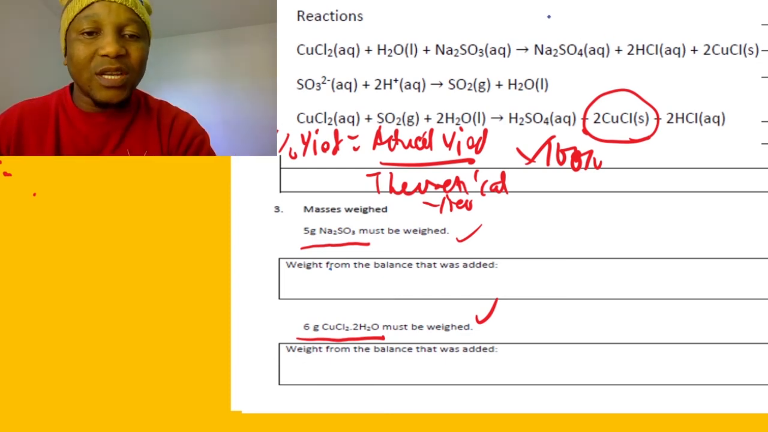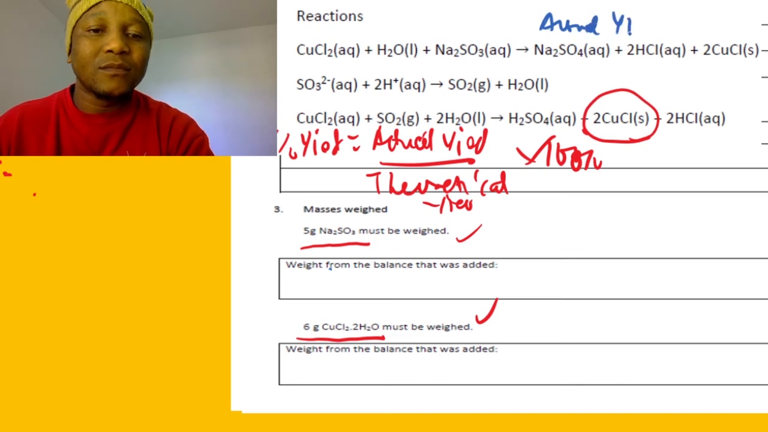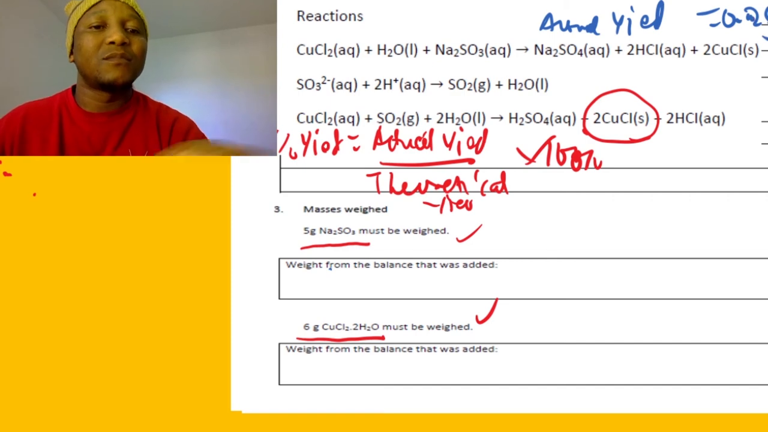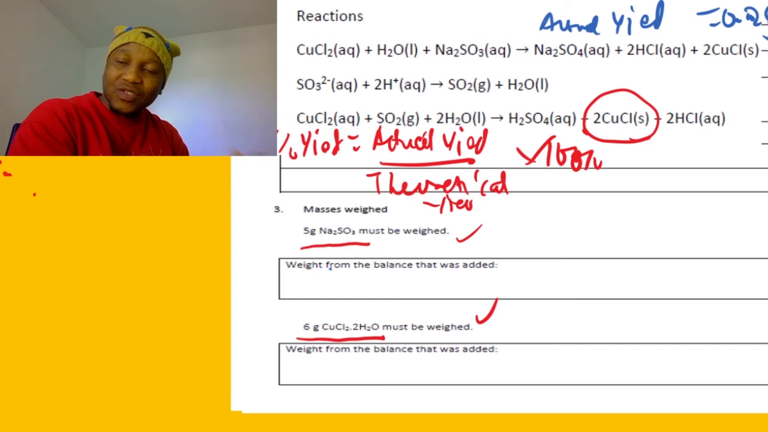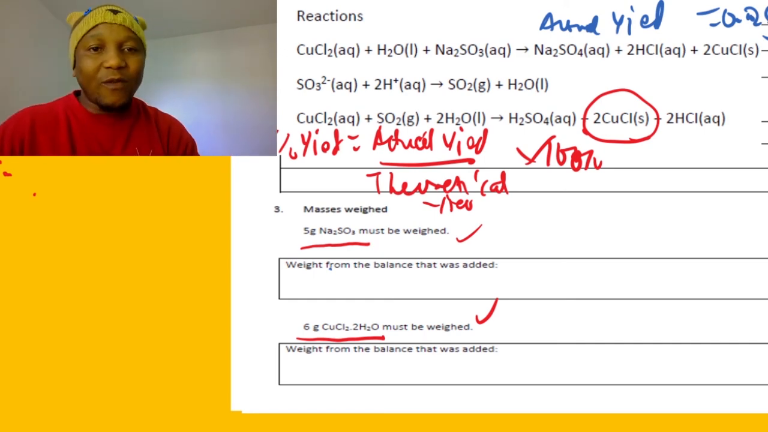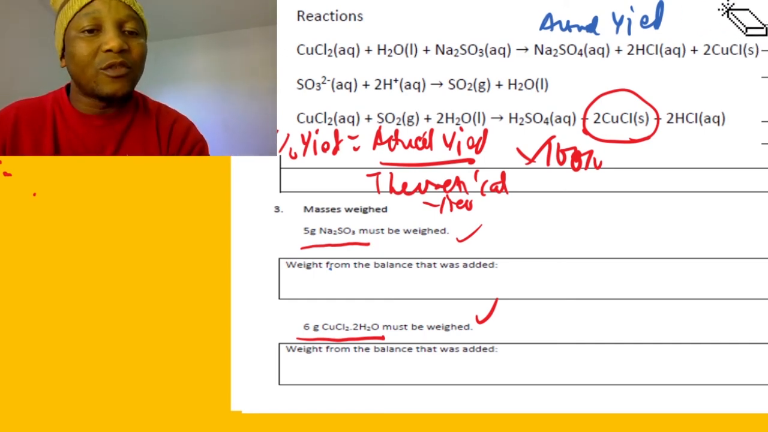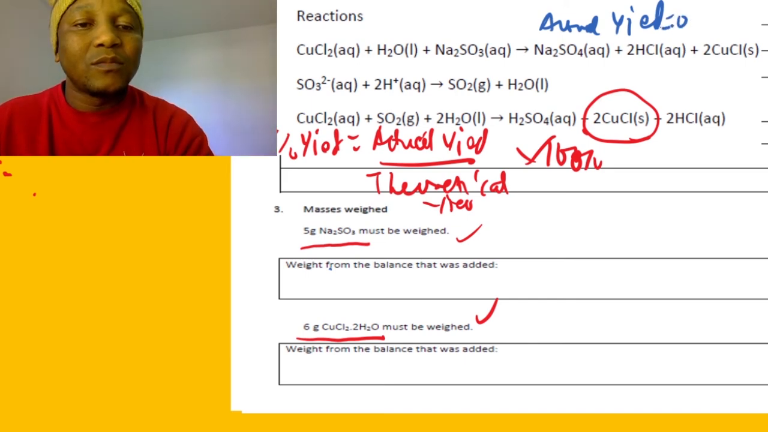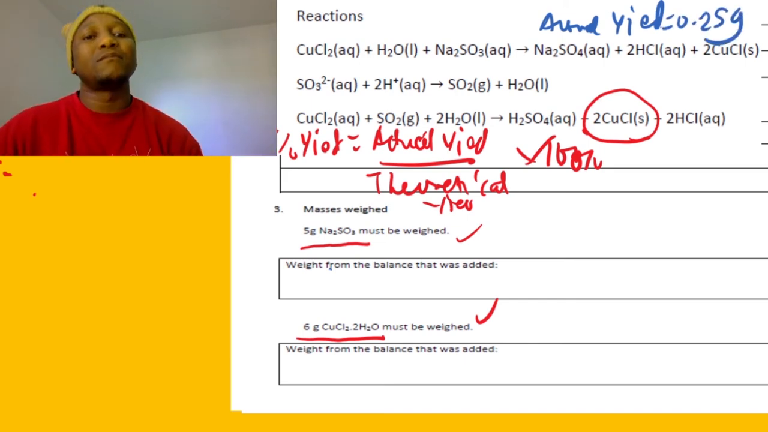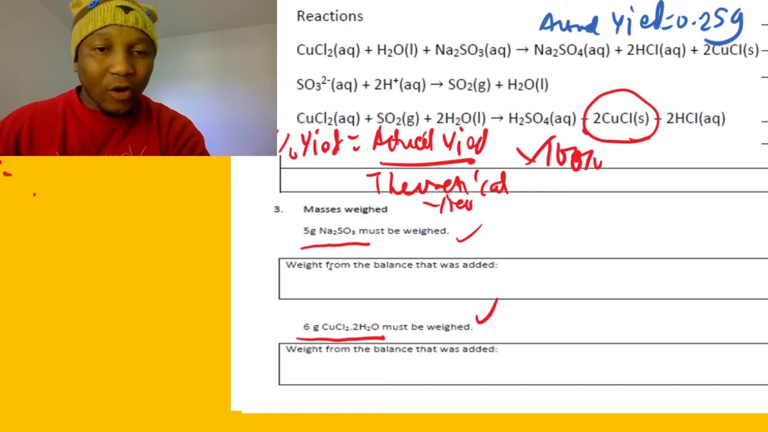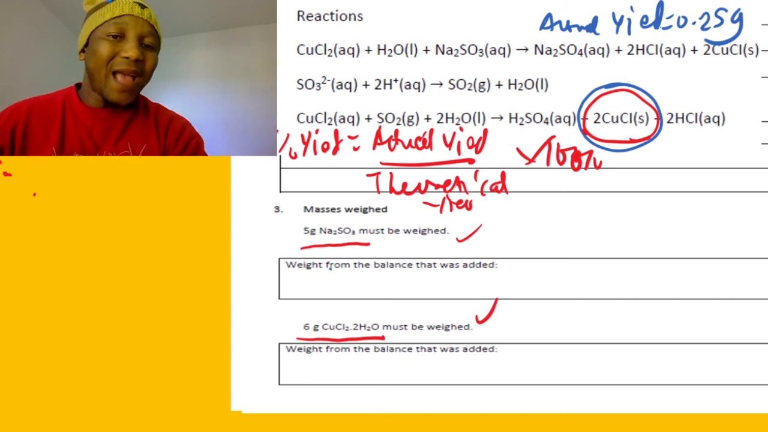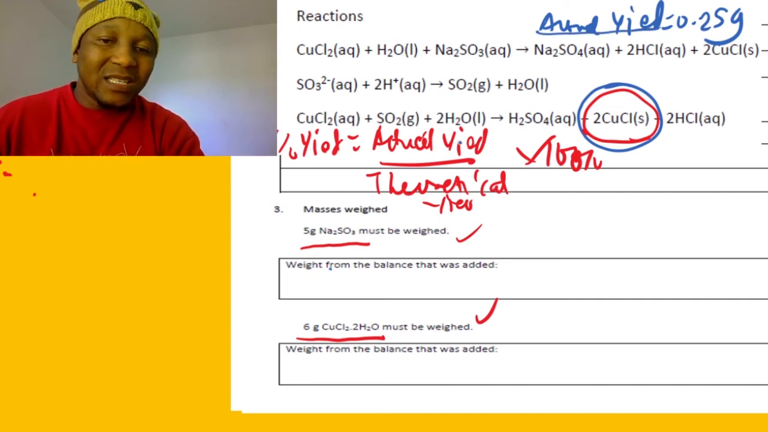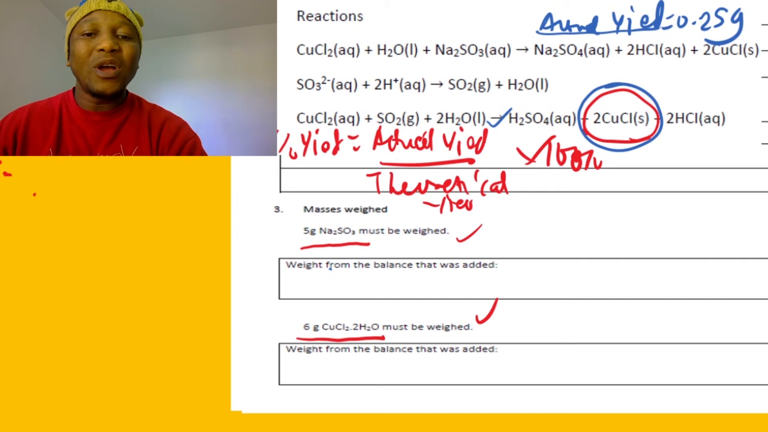So let's say our actual yield, let's do an assumption, let's assume we go to 0.25 gram. Let's assume that what you have dried and extracted from the experiment is 0.25 gram of copper chloride, because for this case what we're going to collect is copper chloride. So we have an actual yield, and we want to find the theoretical yield.